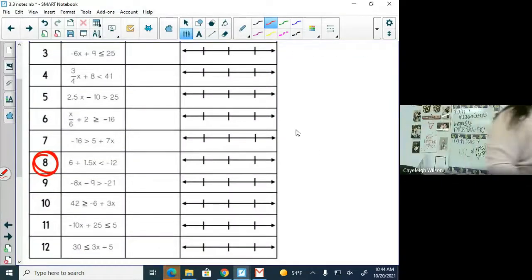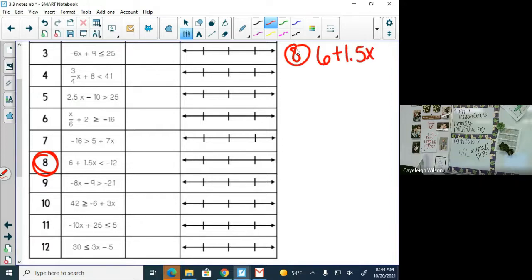All right. So on number 8, I'll put it up here. So 6 plus 1.5x is less than -12. So I'm going to undo my addition or subtraction first. So what should I do first? Get rid of the 6. And what kind of 6 is that? Positive. So I'm going to subtract it. Good job, guys. All right, so subtract 6. So 6 minus 6 is gone. So that's 1.5x is less than -18.